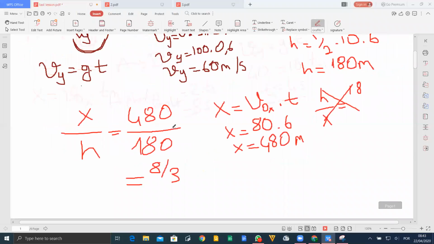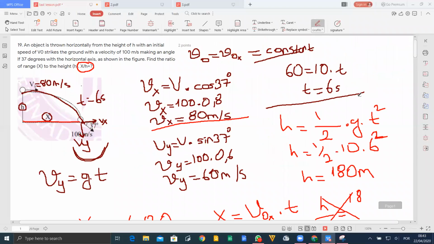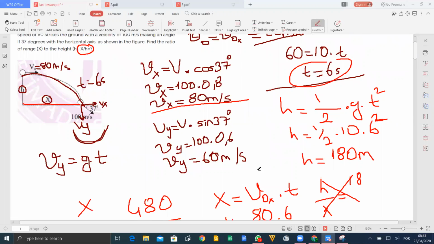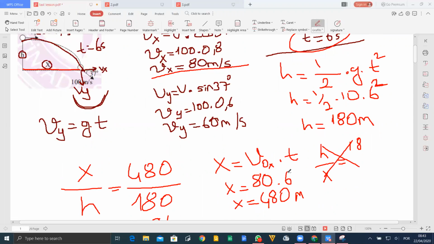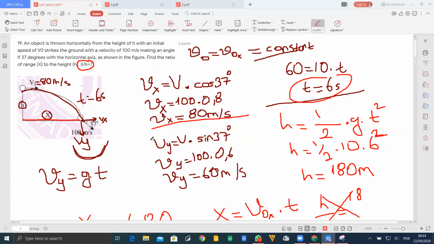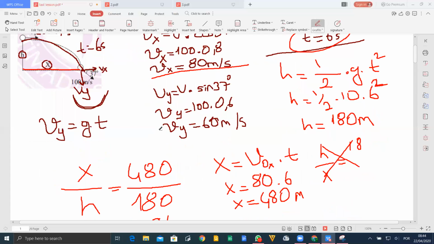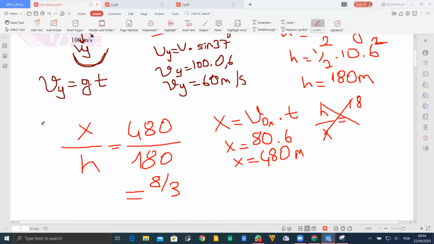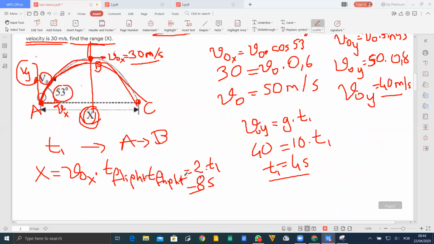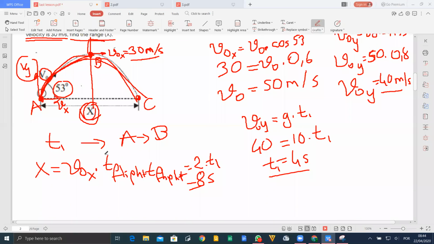In the first question, we used the same time, 6 seconds here to get this, because in that question there was only the halfway of the projectile motion. We just considered from here to here. But now in the second question, as you can see here, we found 4 seconds from A to B. For the whole motion, it's going to be 8 seconds. So this is the formula.